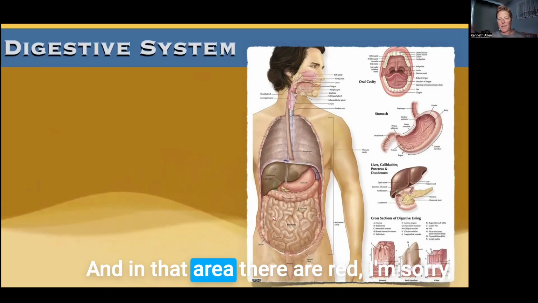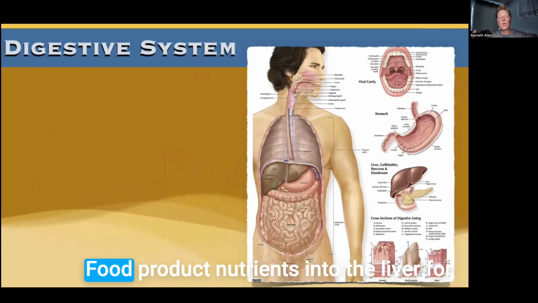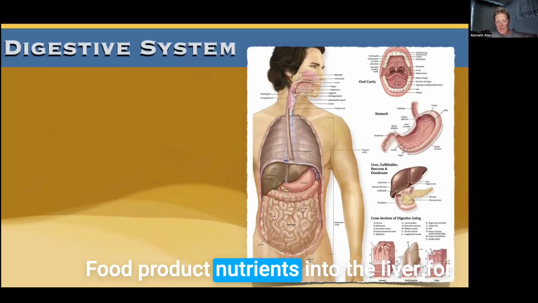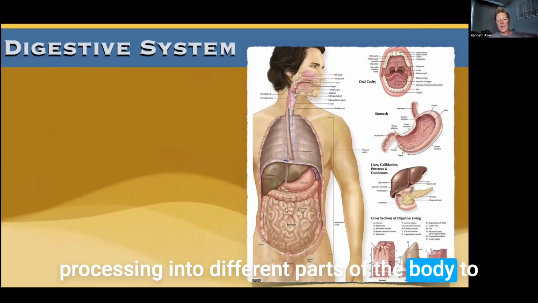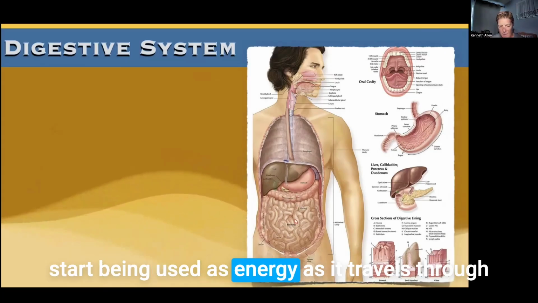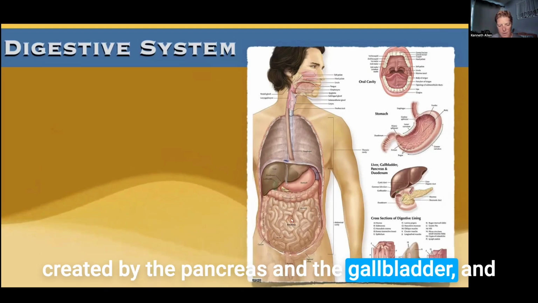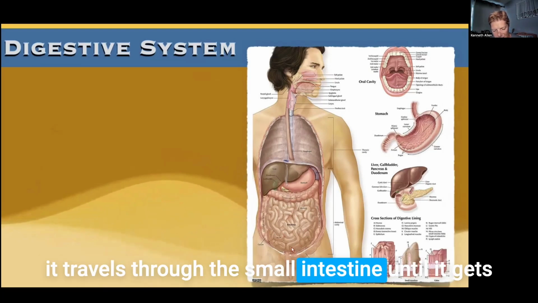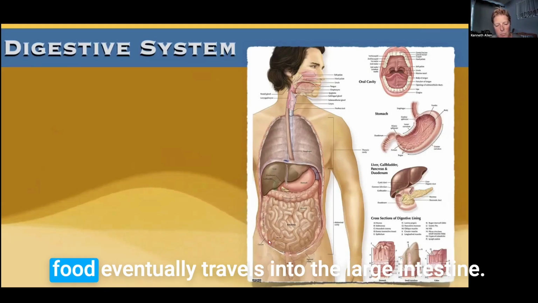And in that area, there are blood vessels that bring that food product nutrients into the liver for processing into different parts of the body to start being used as energy. As it travels through here, as I said, it mixes with the different juices created by the pancreas and the gallbladder, and it travels through the small intestine until it gets to the lower right side of the abdomen, and the food eventually travels into the large intestine.